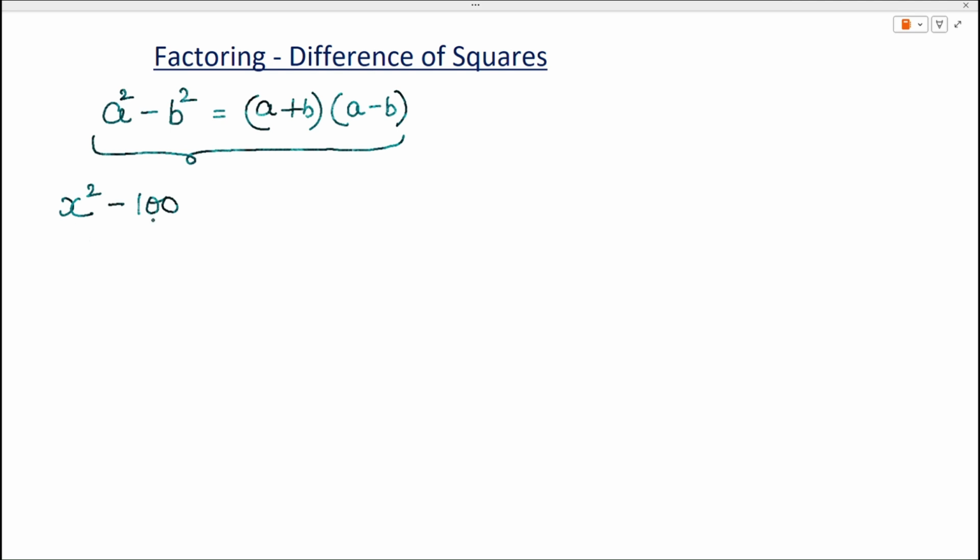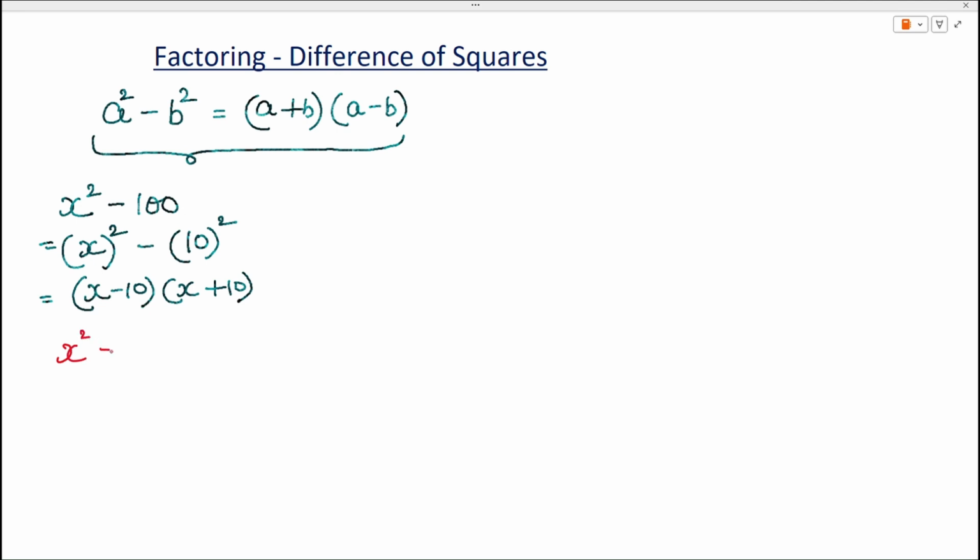We have a binomial and we can see that both the terms are perfect squares. So x square minus 100 can be written as the square of x and 100 is the square of 10. So this is a square minus b square. We should be able to factor it as x minus 10 multiplied by x plus 10, and we are done with the factoring. Let us look into another example.